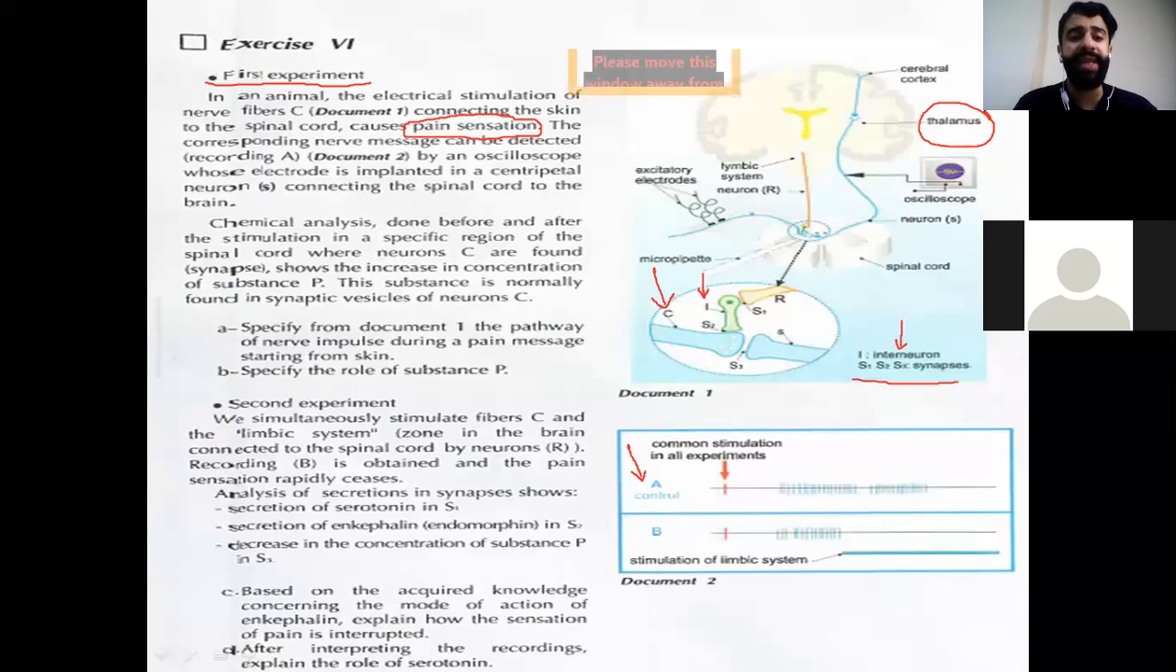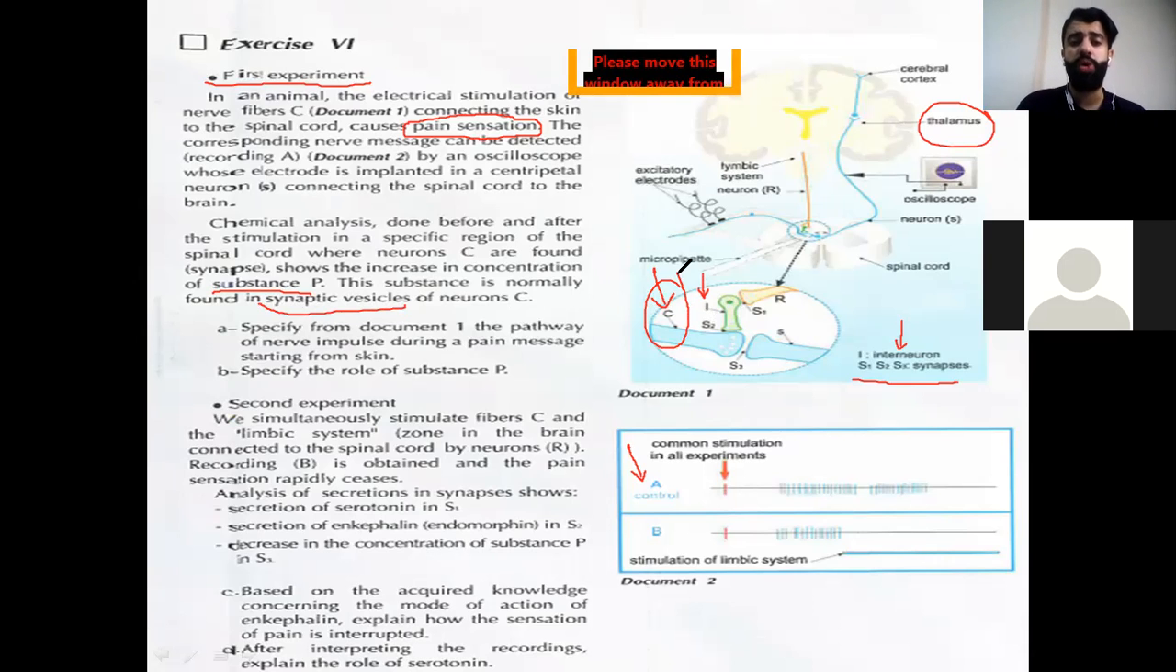First, chemical analyses done before and after the stimulation in a specific region of the spinal cord where neurons C are found show an increase in the concentration of the substance P. So chemical analysis before and after the stimulation shows an increase in the release of the substance P. So we have a pain message that is delivered here. This substance is normally found in the synaptic vesicles and the secretory vesicles of the neurons C. They are found naturally here, the P substance.